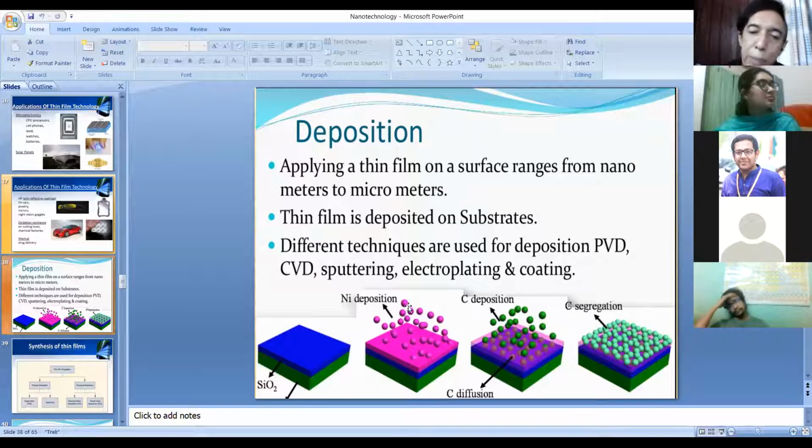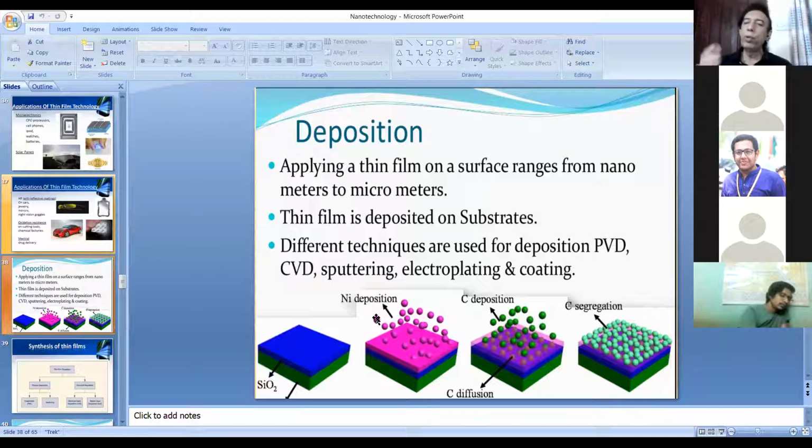Now, this thin film application, we cannot apply by our hand. For example, we can paint our wall. What is painting on a wall? That means applying or making a thin film of paint on the cement of the wall. We can do it by, for example, a brush or something like that. We can do it by ourselves.